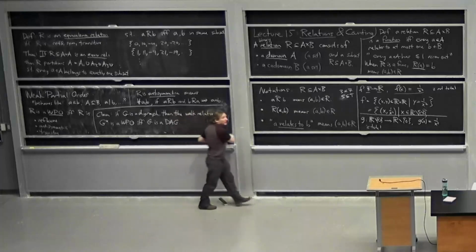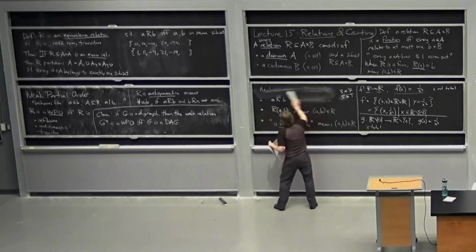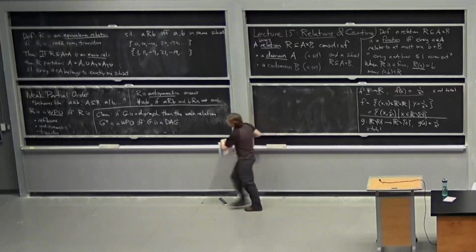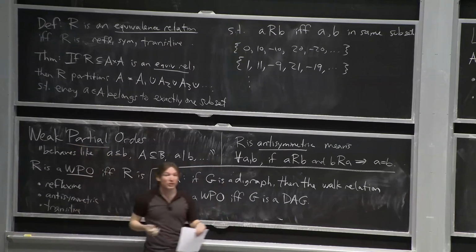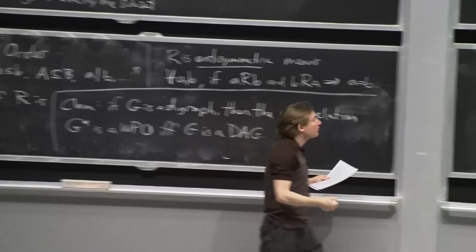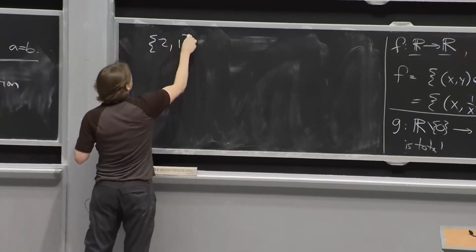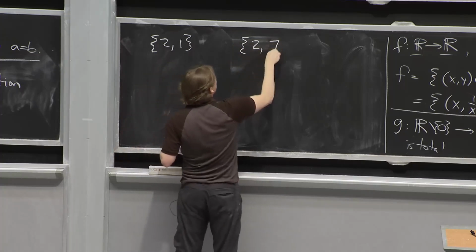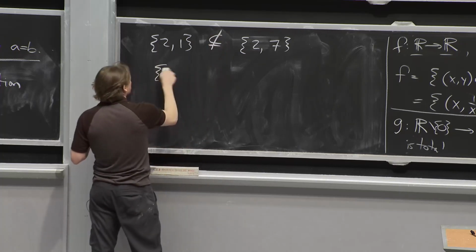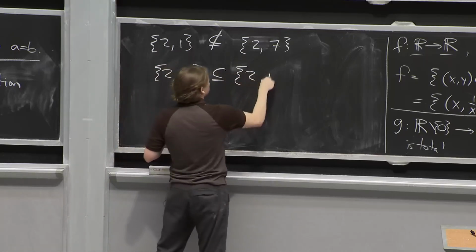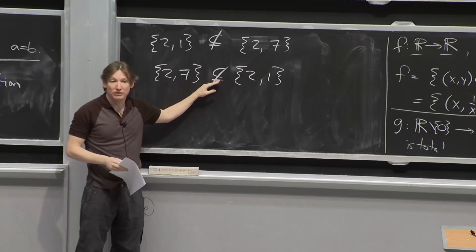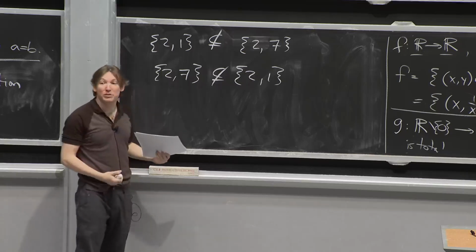Last definition for now. Once again, I apologize. There are lots of definitions today. But I want to bring our attention to this word partial, a weak partial order. Just like we had partial function that might be missing values, a weak partial order might be missing comparisons. For example, the set {2, 1} and the set {2, 7}, is one a subset of the other? No, in neither direction is that true.